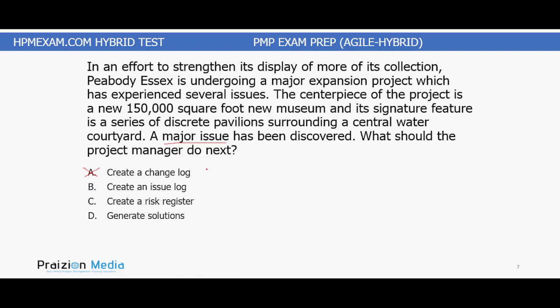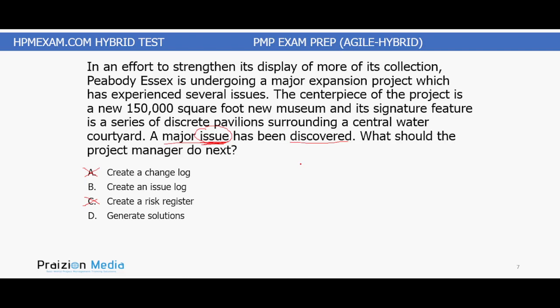Let's go to option C, create a risk register. Again, this could have been done previously, but it does not tie back to risk. This issue is a realized risk at best, but an issue has been discovered means this is happening now. It didn't say a risk has realized. Sometimes we just find issues, and that's what we need to deal with right now. So to deal with that issue right now, the next best thing is not to create a risk register.